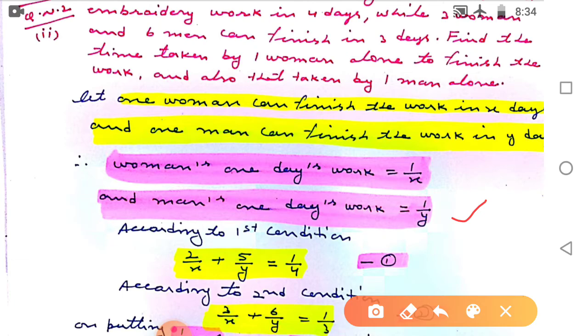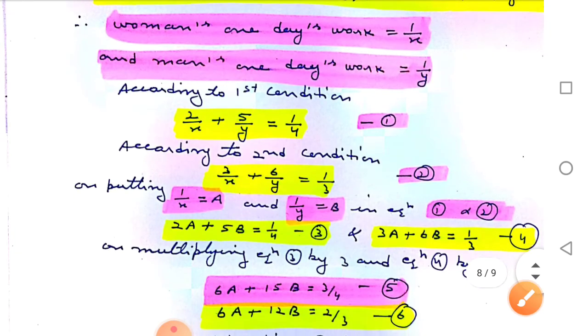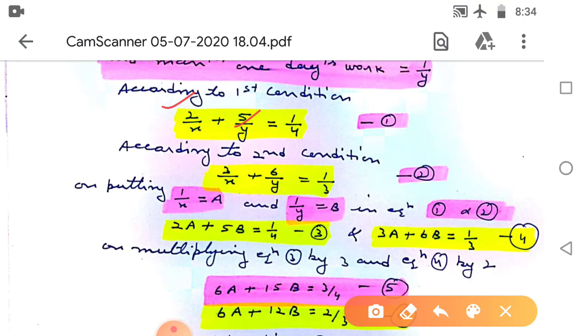Clear? Now this is X, time taken by women to finish the whole work, X days. This is Y days by man. One woman's 1 day work is 1 upon X, one man's 1 day work is 1 upon Y. Now according to the first and second conditions, two women, five men, number of days 4 days. So 2 upon X plus 5 upon Y is equal to 1 by 4. Similarly here second equation, 3 upon X plus 6 upon Y is equal to 1 by 3.